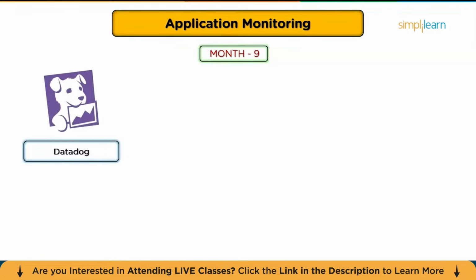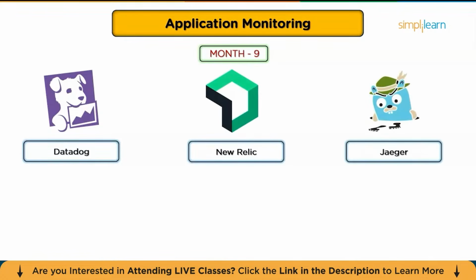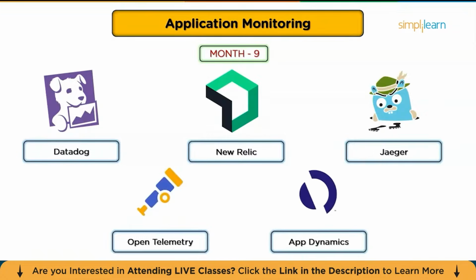Number one is Datadog itself. Just like in infrastructure monitoring, Datadog is a great tool for application monitoring also, providing deep insights into your app's performance, logs, and other metrics. It's perfect for real-time visibility. And then you have New Relic, you have Jaeger, and then there is OpenTelemetry and AppDynamics.